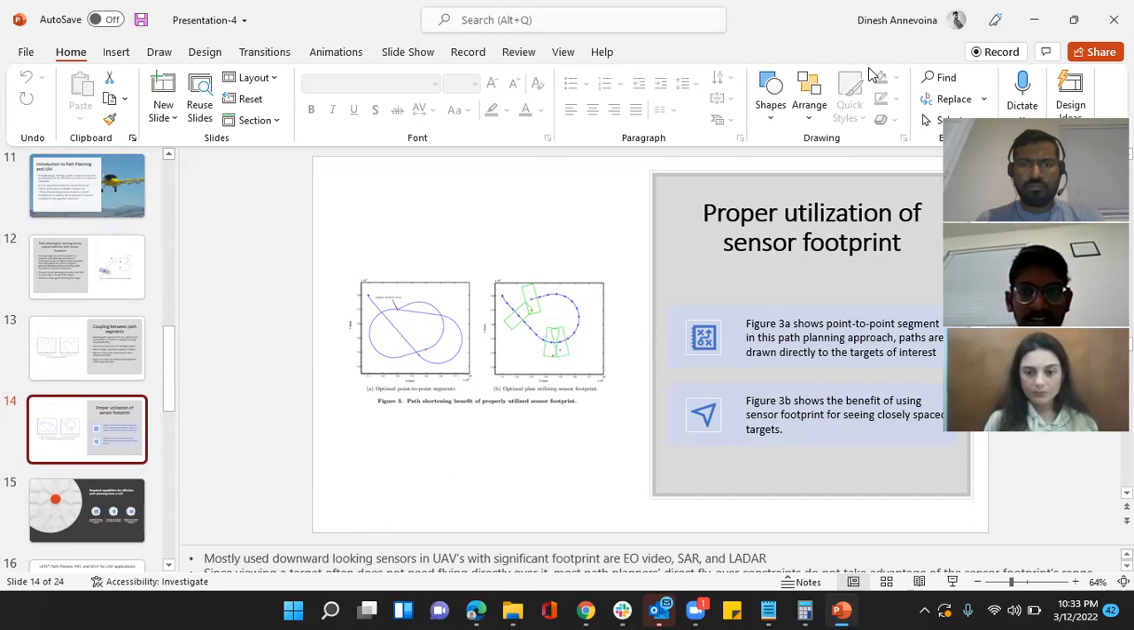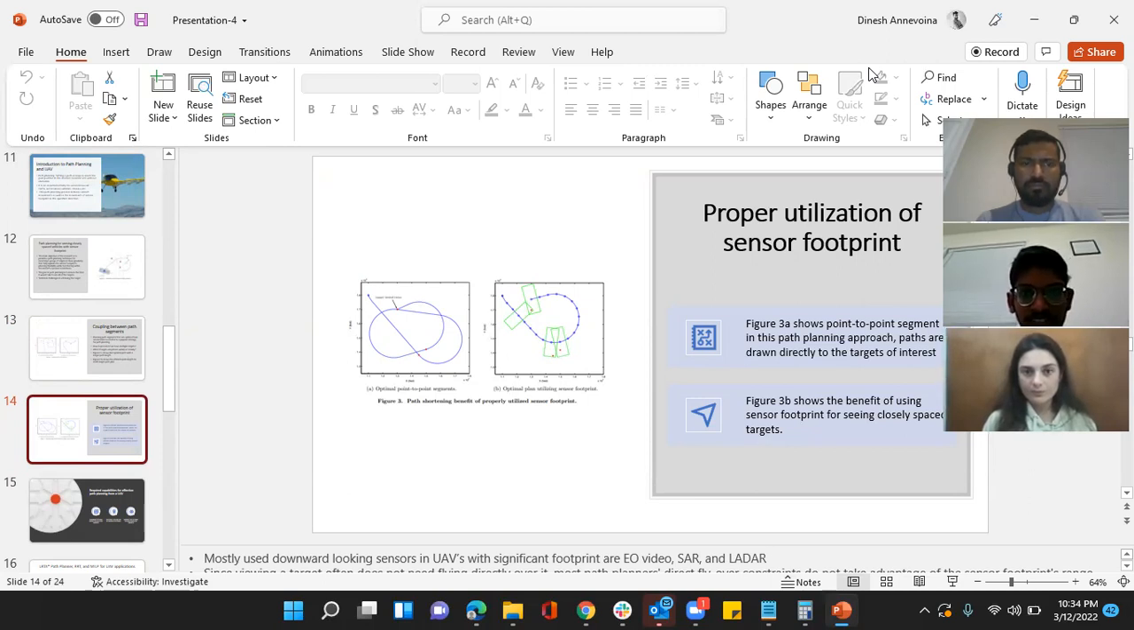These paths are drawn directly from the starting position to the goal node, from this blue dot to red dot. And as shown in figure 3b, it is using the benefit of sensor footprint if the targets are closely spaced. Since viewing a target does not need flying directly over it, most of the path planners fly directly over targets due to constraints, and they are not taking advantage of the sensor footprints that these UAV drones or any other UAV vehicle is carrying.